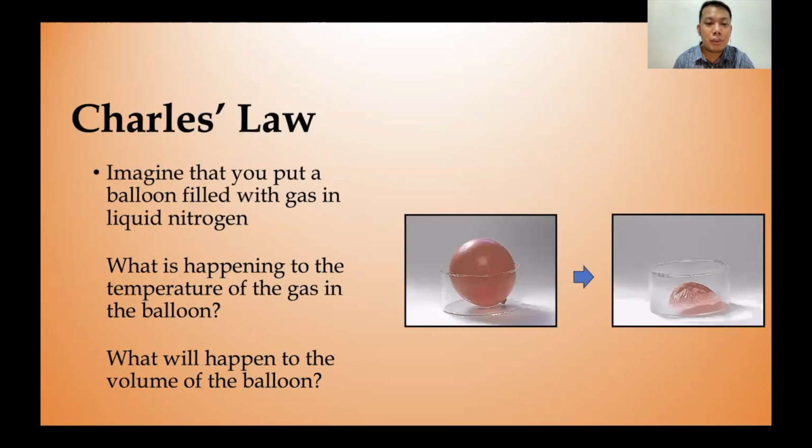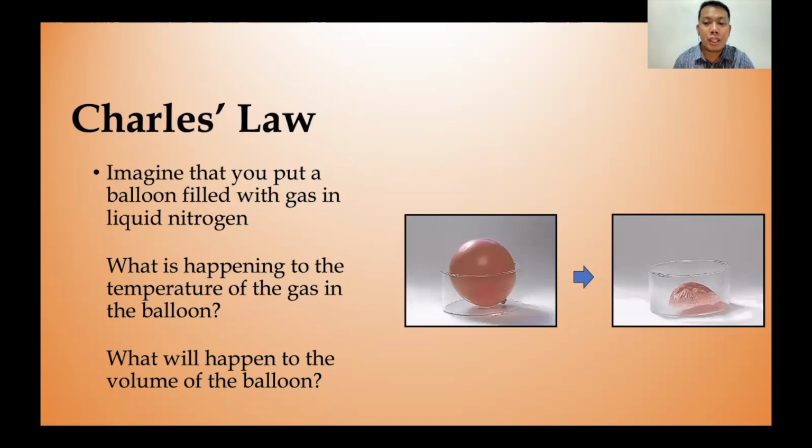So imagine that you put a balloon filled with gas in liquid nitrogen. What is happening to the temperature of the gas in the balloon? And what will happen to the volume of the balloon? As you can see on the illustration, after putting the balloon in liquid nitrogen, what happened to the size of the balloon? From a bigger balloon, it shrunk into that form.